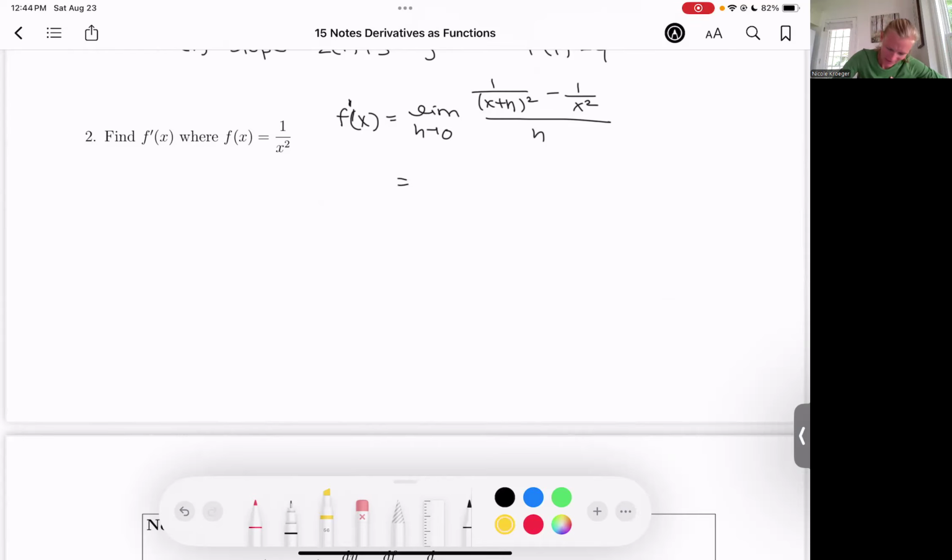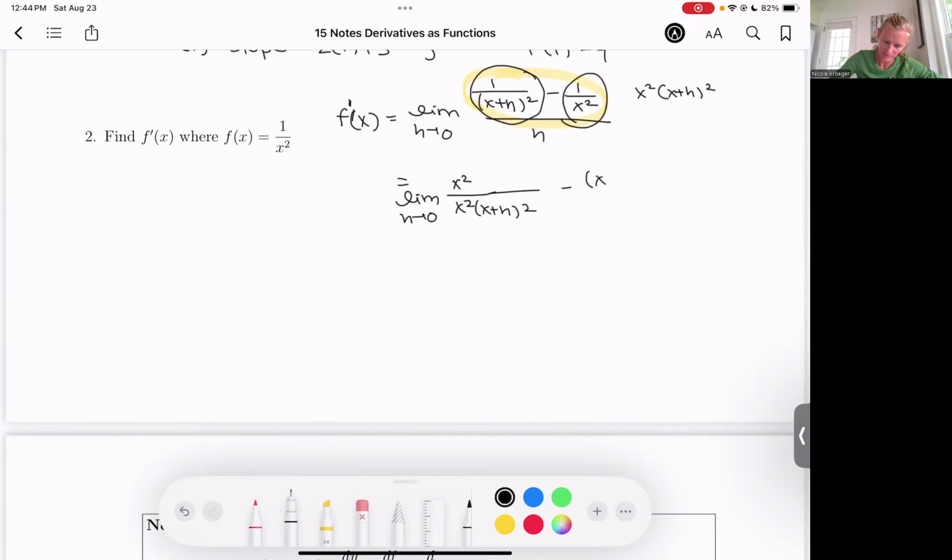So we're going to need to find a common denominator up here. My common denominator is just going to be x squared times x plus h quantity squared. So this piece is going to get multiplied by an x squared. We still have our limit out front. And then this piece will get multiplied by x plus h squared. And I'm going to go ahead and multiply all that by 1 over h just so I don't have the compound fraction here. Okay, so now just simplifying.